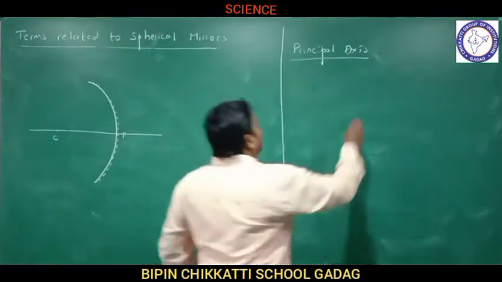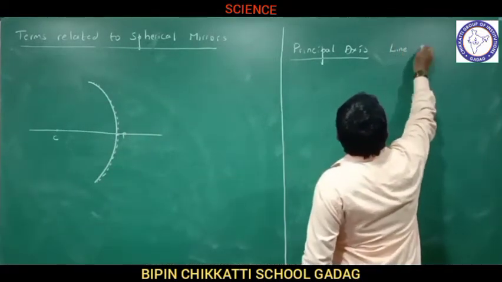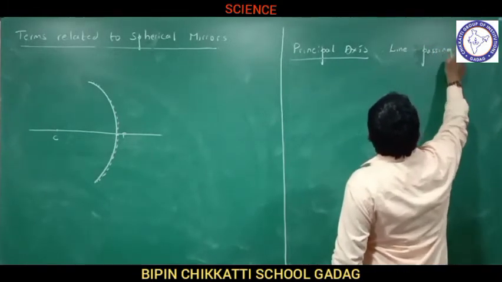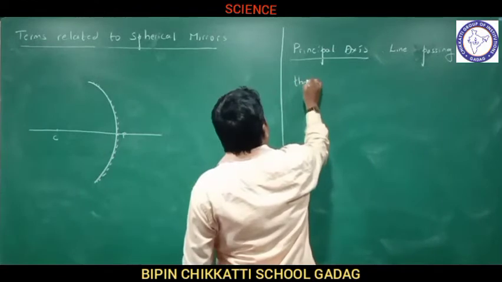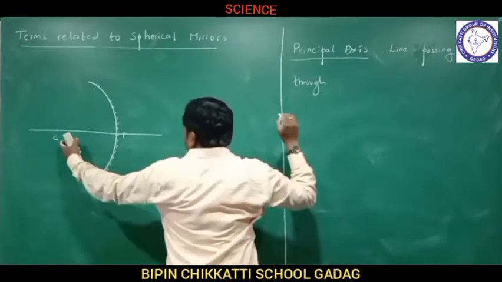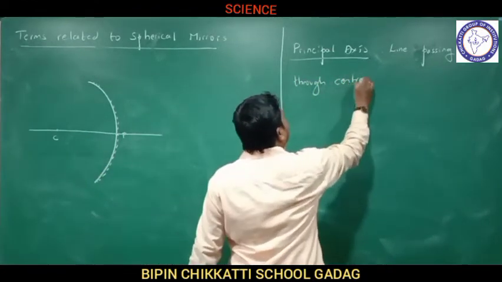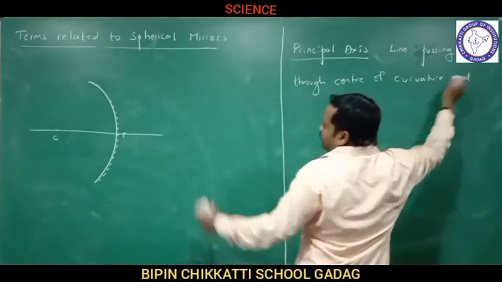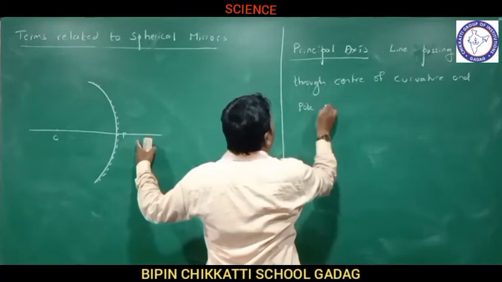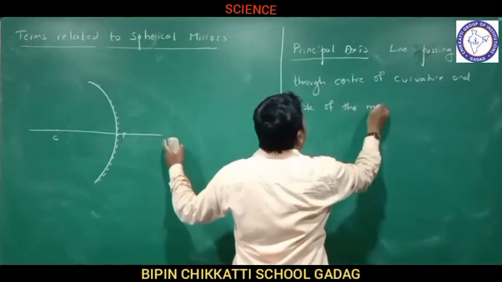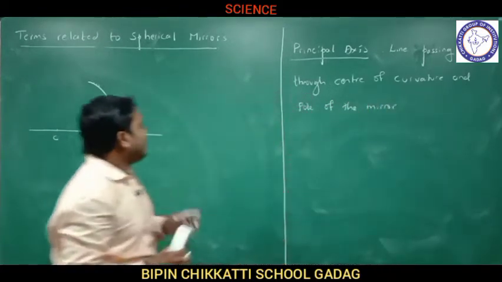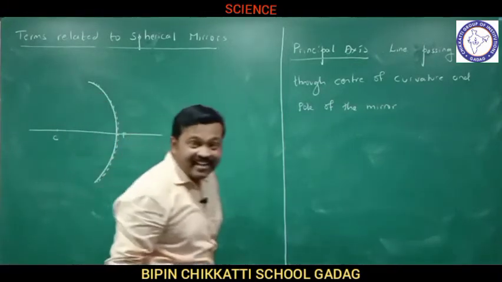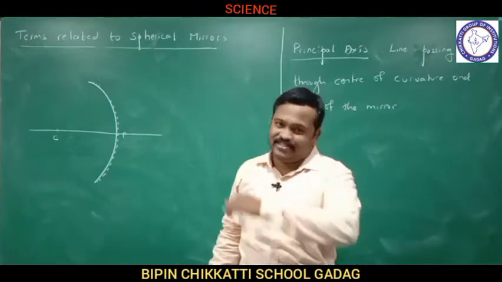Let me write what the principal axis is. It is the line passing through the center of curvature and the pole of the mirror. The line which passes through the center of curvature and the pole of the mirror is called the principal axis. Do you understand this, right?